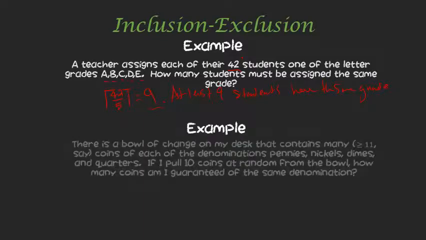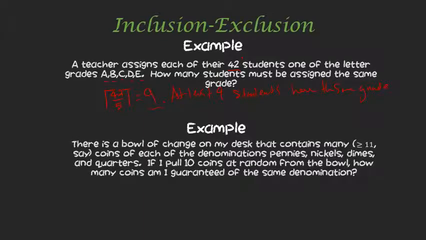Let's see another example. So I have this bowl of change that's sitting on my desk right now. It contains a lot of different kinds of coins, let's say at least 11 of each kind of coin. And what are the kinds of coins? I have pennies, I have nickels, I have dimes, and I have quarters that are in the bowl. And let's say I pull 10 coins out at random from the bowl. How many coins am I guaranteed of the same denomination?